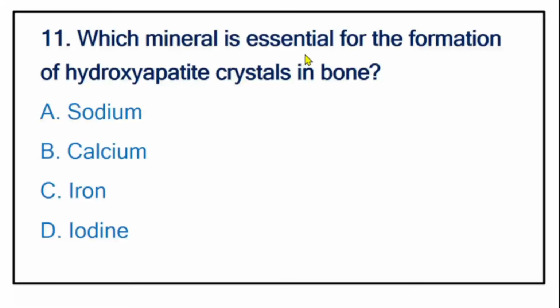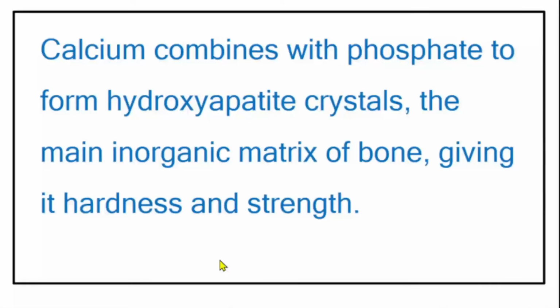Eleventh question: which mineral is essential for the formation of hydroxyapatite crystals in bone? We already discussed this in the first question, so you can answer easily. Sodium, calcium, iron, iodine. The correct answer is calcium. Hydroxyapatite crystals are made from calcium phosphate. Calcium combines with phosphate to form hydroxyapatite crystals, the main inorganic matrix of bone, giving it hardness and strength.